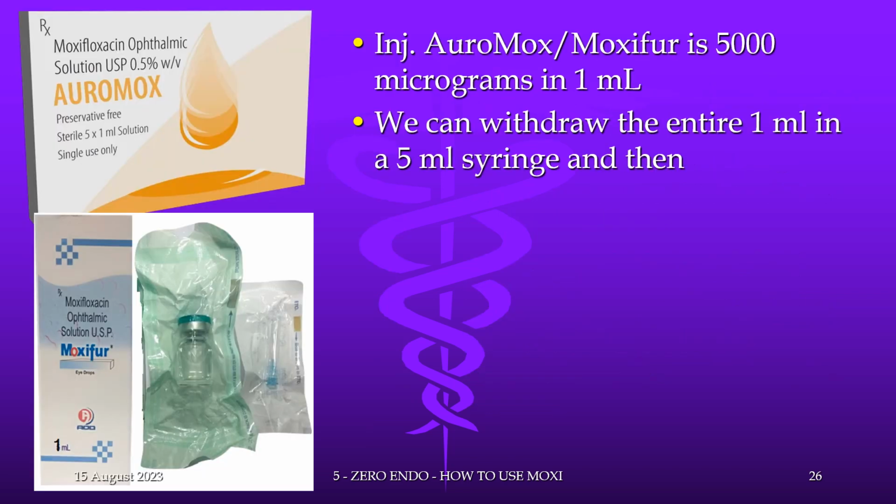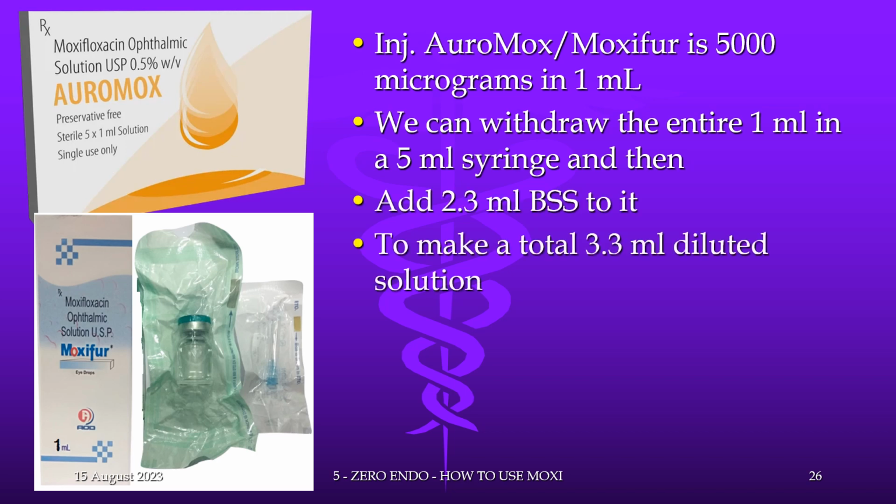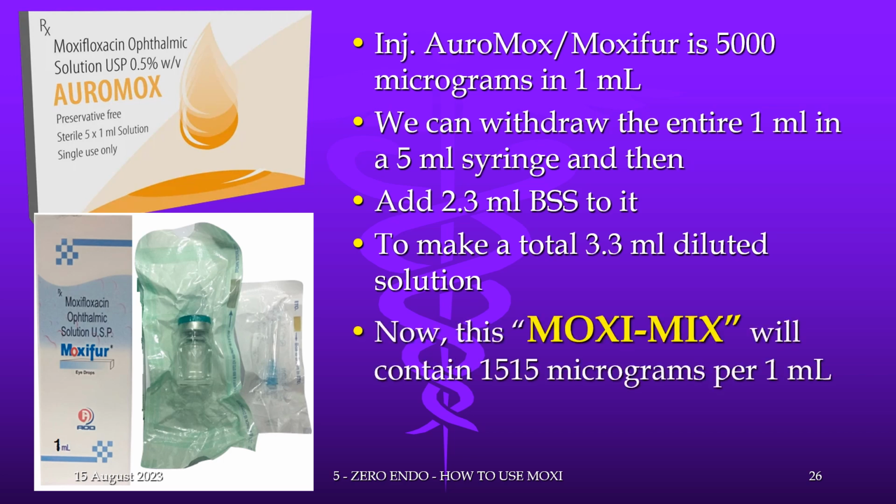Injection Oromox or Moxifur is 5000 micrograms in 1 ml. We can withdraw the entire 1 ml in a 5 ml syringe and then add 2.3 ml BSS to it to make a total of 3.3 ml diluted solution. Now this Moxi mix will contain 1515 micrograms per 1 ml, the desired concentration we need.